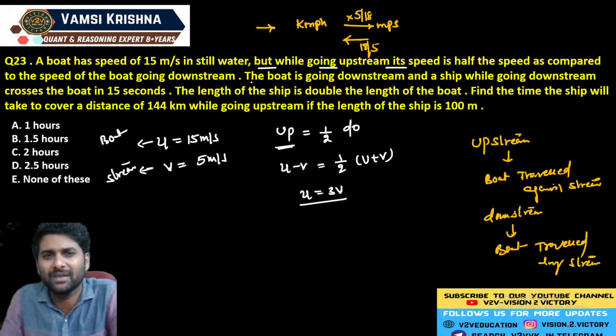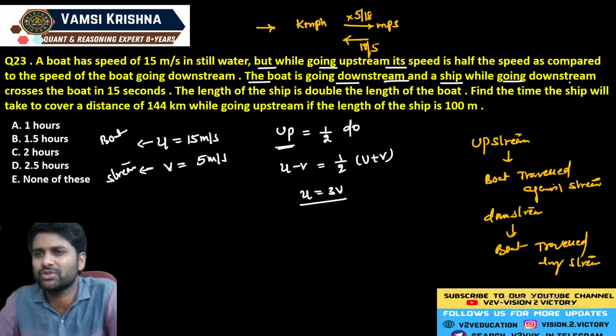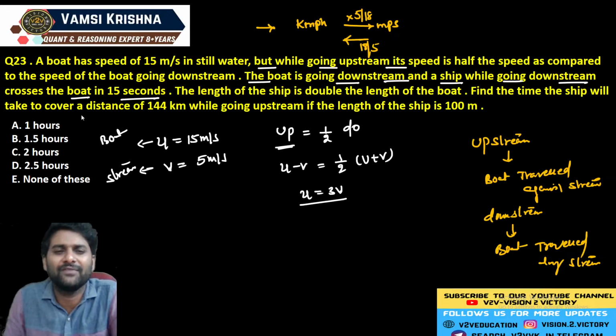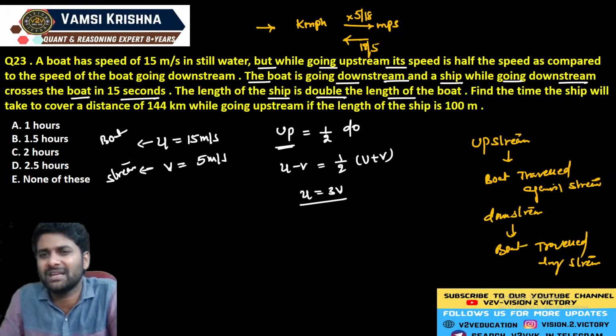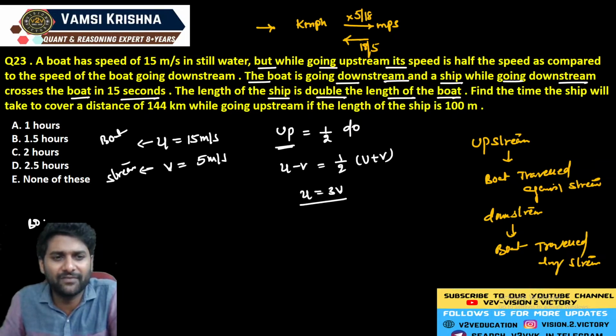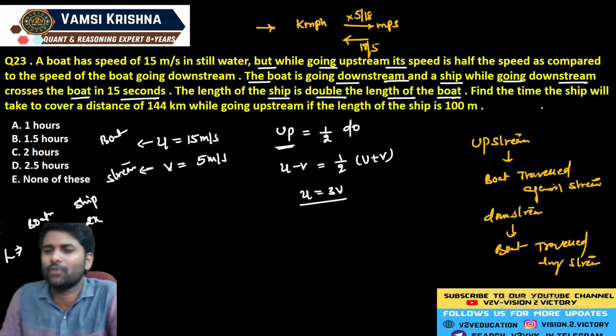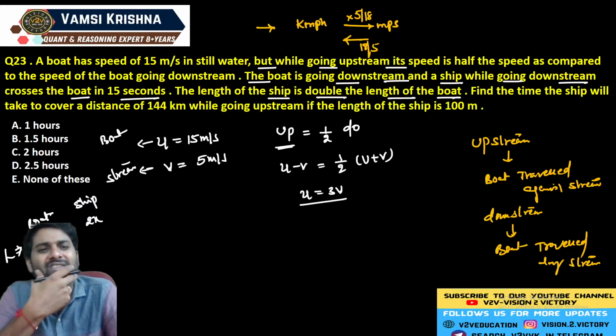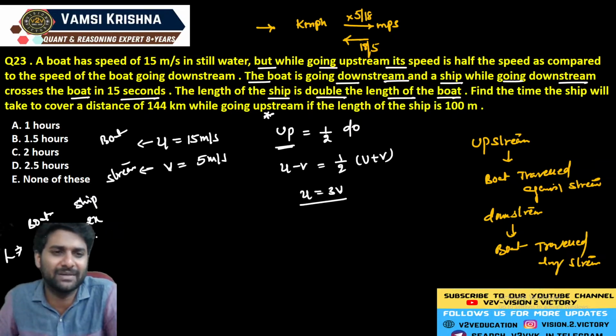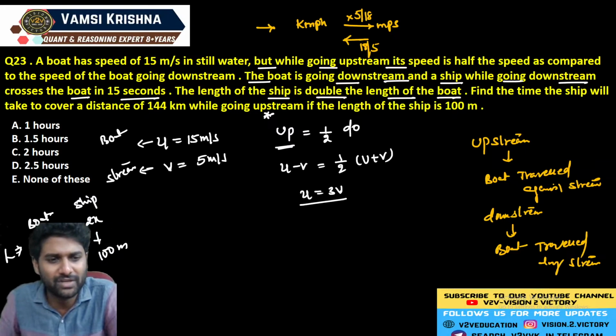Go through the next information. A ship, while going downstream, crosses a boat in 15 seconds. The length of the ship is double the length of the boat. We should identify the boat and the ship here. If I take x as the boat, definitely the ship is 2x. Now find the time the ship will take to cover a distance of 144 kilometers while going upstream. If the length of the ship is 100 meters, definitely the length of the boat is 50 meters.